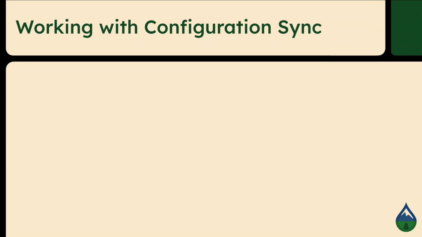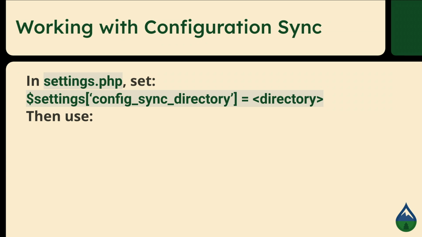Let's see. So how do we do this? First, we need to know how to work with configuration sync. The directory that all these files end up in is, by default, in the files directory, in a randomly named directory, but it's better to set it in your settings.php file. Outside of your web root, there can be some sensitive information in those configuration files, in the YAML files sometimes, so it's best to set that outside of your web root.